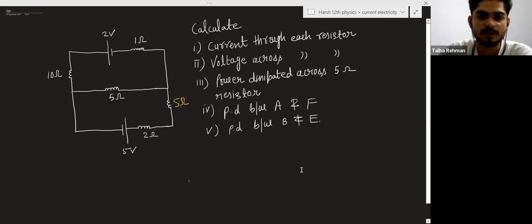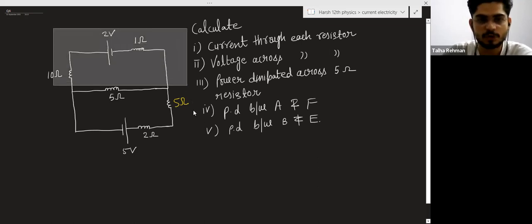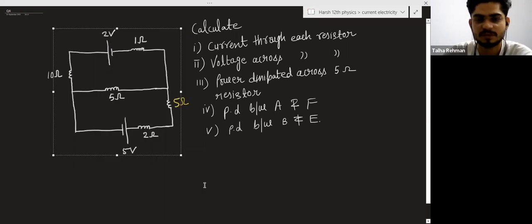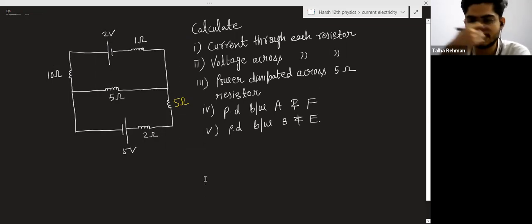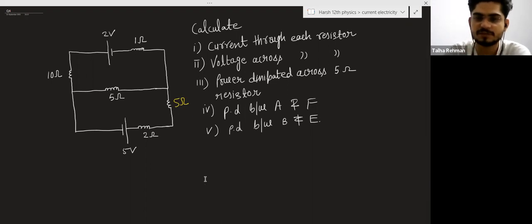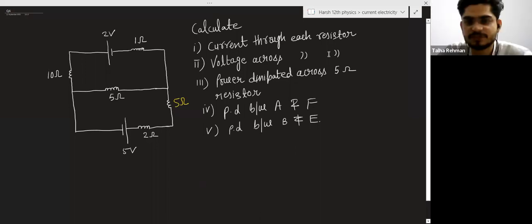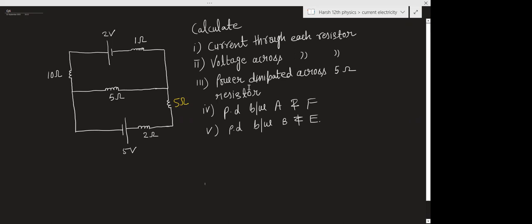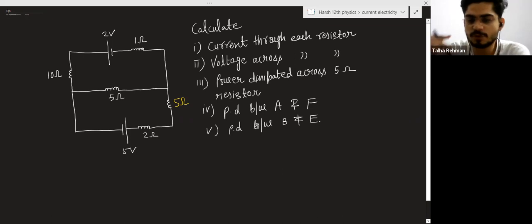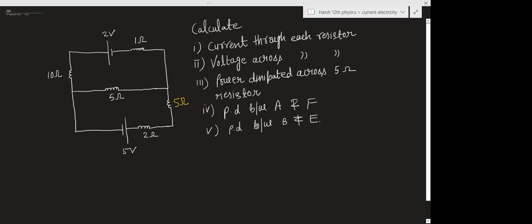So why are we applying KVL here? Because we don't know which type of combination this is, and Kirchhoff's voltage law is valid in each and every circuit. They are asking: find the current through each resistor, the voltage across each resistor, and the power dissipated. So first we have to find the current. For solving this type of question, what should you do?